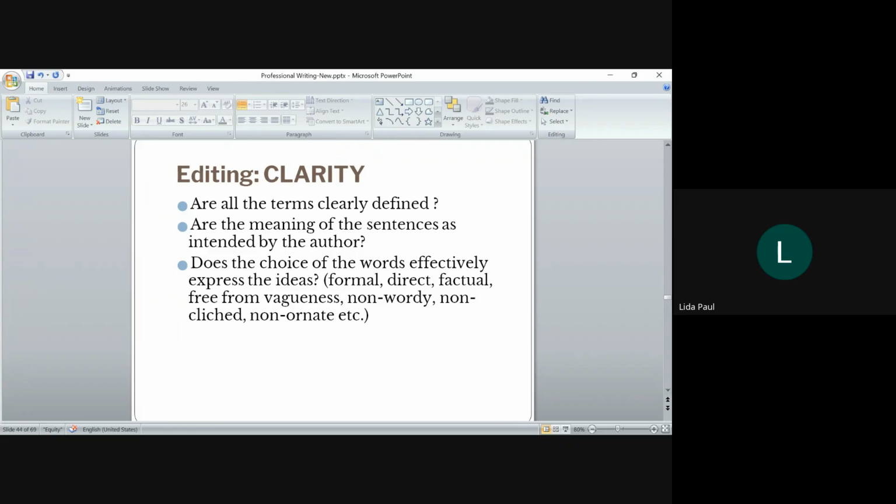And then you have the next one, which is non-ornate. This is what Premanand, you were talking about, something that is not overly decorated. Don't use words which sound over-embellished, right? That's non-ornate. Any examples of ornate expressions?